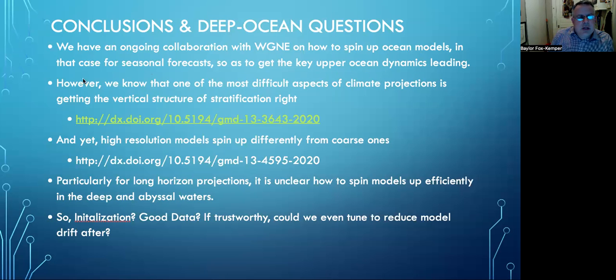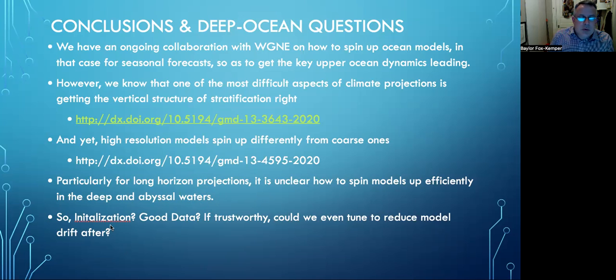leading the predictability. However, one of the difficult aspects of climate projections going to longer time scales is getting the vertical structure of the stratification right. That can be biases in the surface, biases in the mesoscale transport, biases from too little vertical resolution. All those things can impact getting the vertical stratification right. And interestingly, high resolution models spin up differently from coarse ones. So that makes it particularly difficult to think through. When we go to long horizons, it's unclear how to spin up models efficiently enough to get these issues resolved.